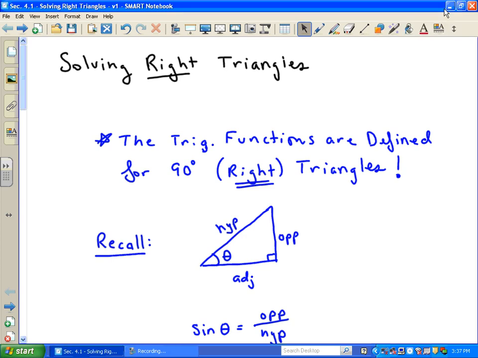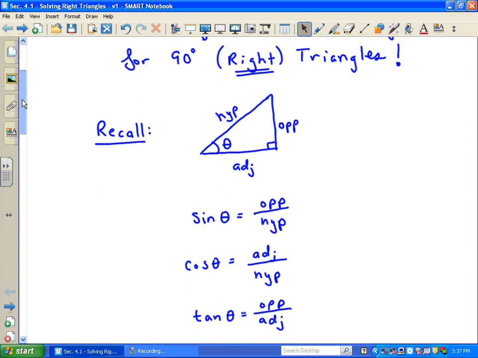I'd like to talk about solving right triangles. First of all, I want to emphasize that the trig functions are defined for a 90-degree triangle. Your two other angles can be pretty much any angle you want as long as they're smaller than 90 degrees, but one of the angles for sure has to be 90 degrees. Recall this definition for our trig functions.